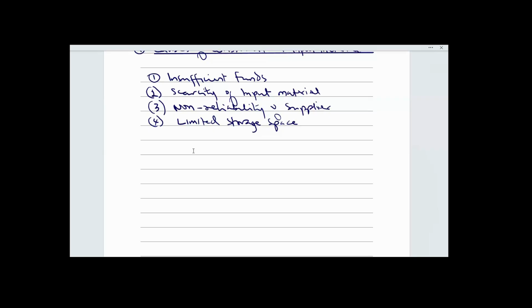Examiner says you should list three. So we have done four. Let's add one more. I can give additional two, but I want you to participate. Give me one more so that we can move to the next one. Any other one? What about seasonal variation? Okay.